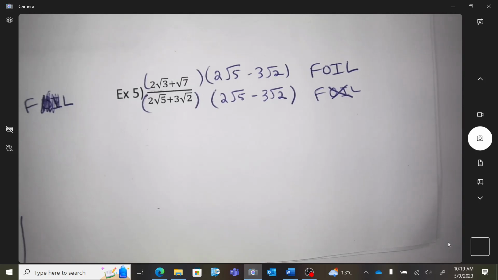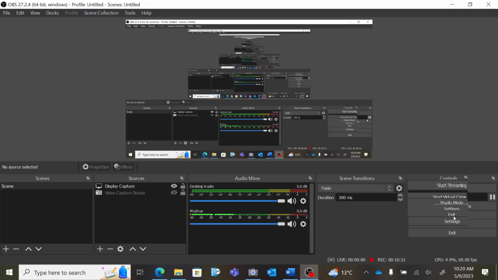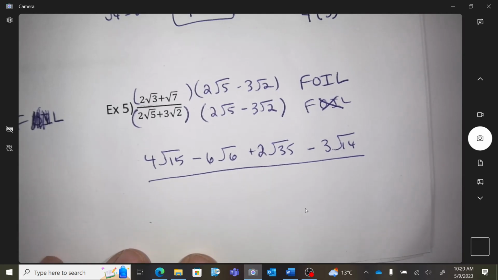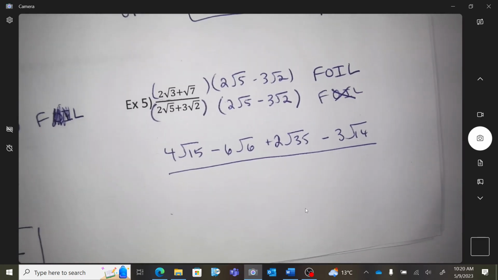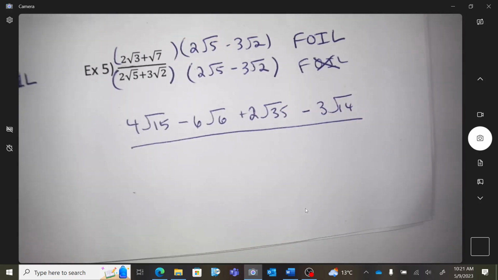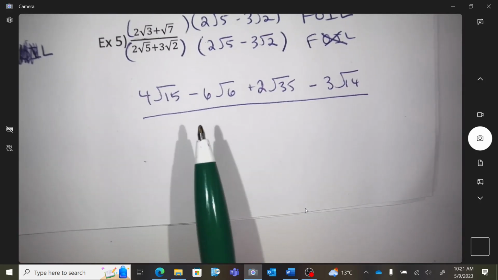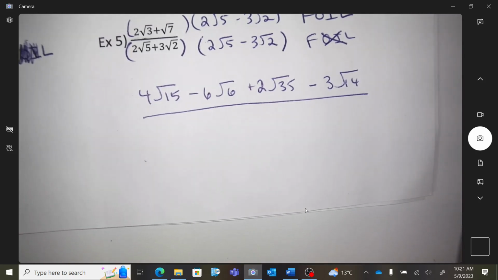I'm going to let you work on your own. Can you get me all those numbers? You got to FOIL it on the top, and the bottom you can flip. Okay, so how did our top go here? Did we get that on the top? 4 root 15 minus 6 root 6 plus 2 root 35 minus 3 root 14. That was your FOIL on the top? Yes, or are you just copying it now that I did it? That was my fault.